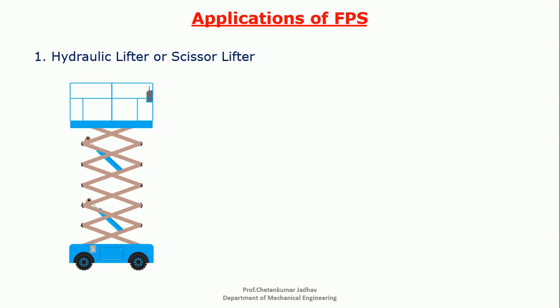At the top of hydraulic lifter, a platform is provided for the worker where he can stand and do his work. Since the mechanism used for lifting the platform is in the shape of scissor, it is popularly known as scissor lifter.